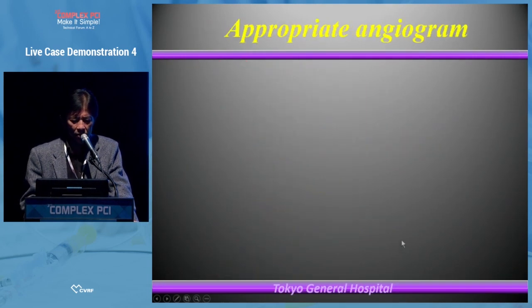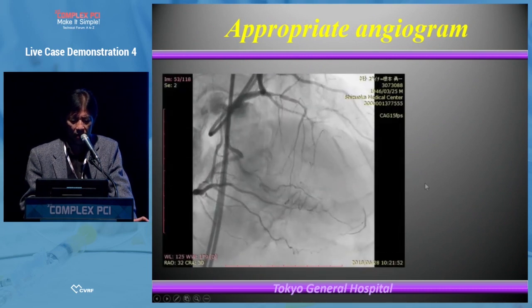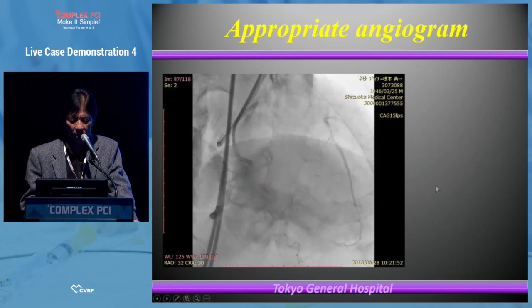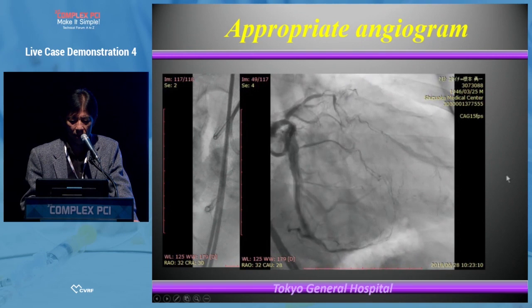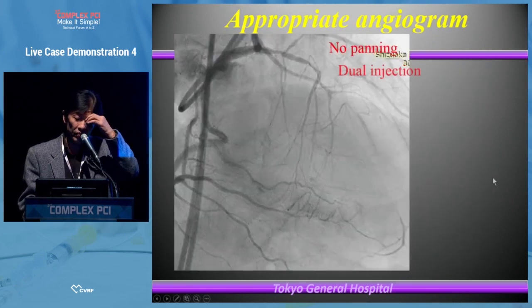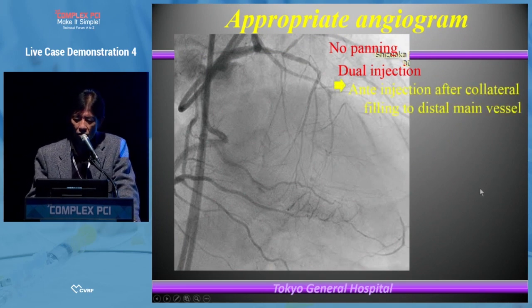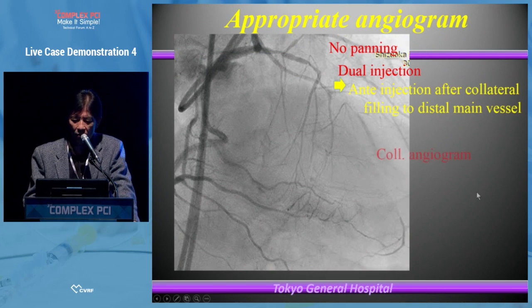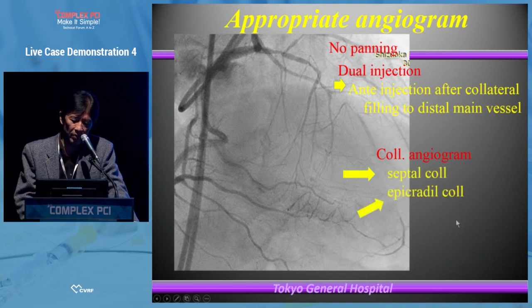I will show the reading of the angiogram. An appropriate angiogram is very important. This is a very beautiful bilateral injection of an LAD CTO vessel. So it is very important to know panning and dual injection. At first, of course, the antegrade injection, after collateral filling to this main branch. And the collateral angiogram is also very important. This is the septal channel, and we focus on the septal channel, plus where the epicardial channel comes from.